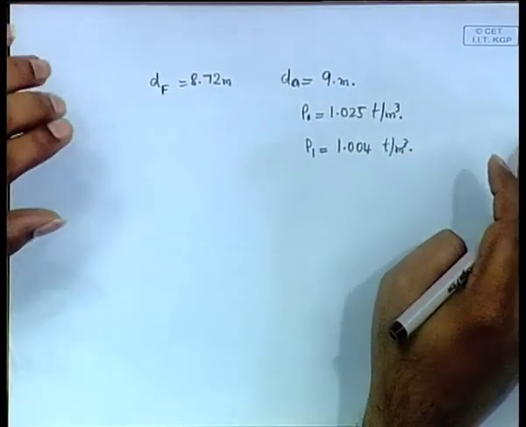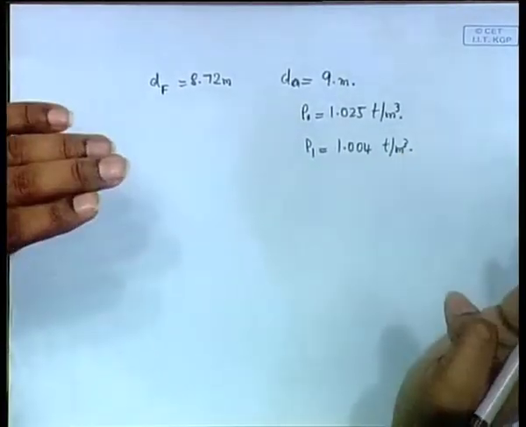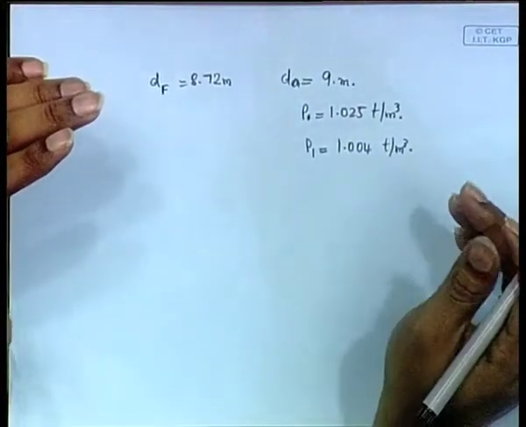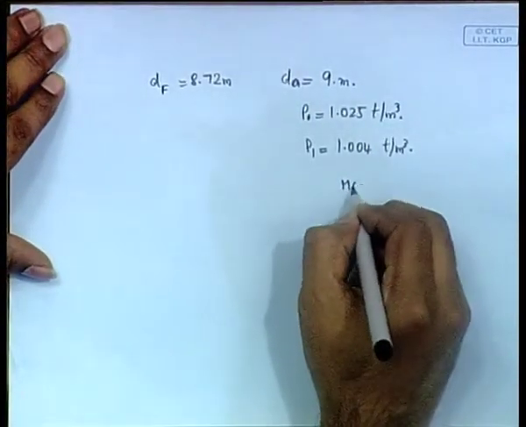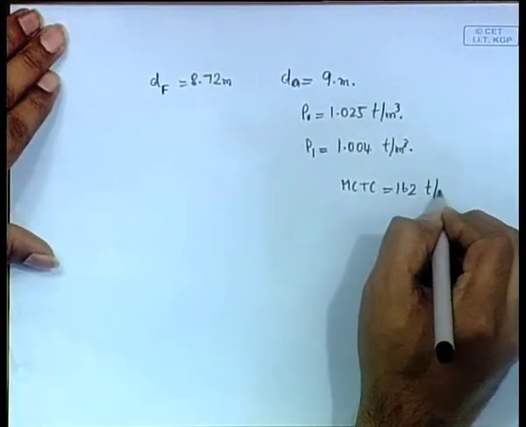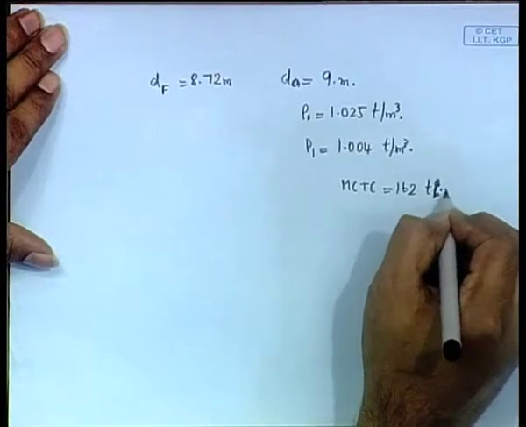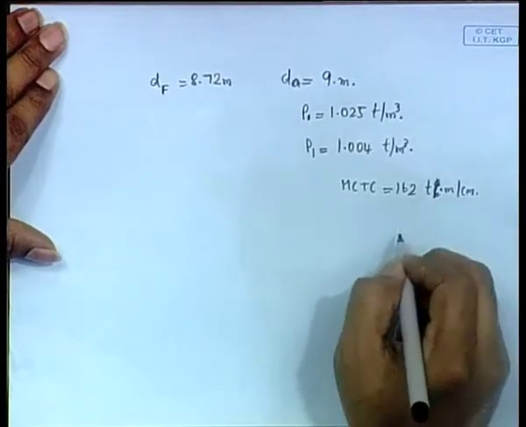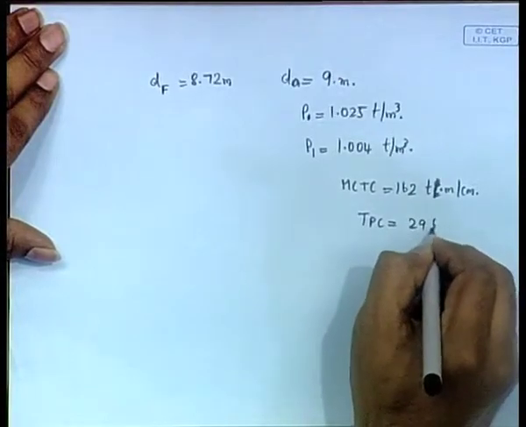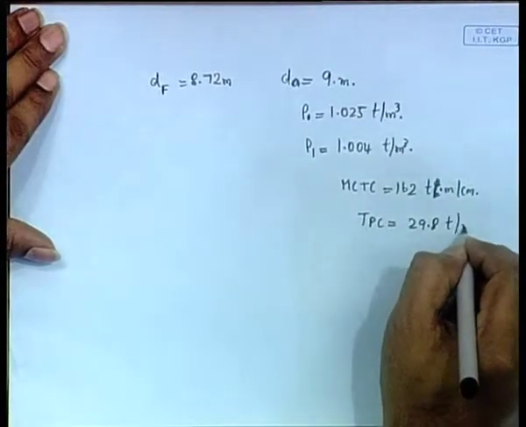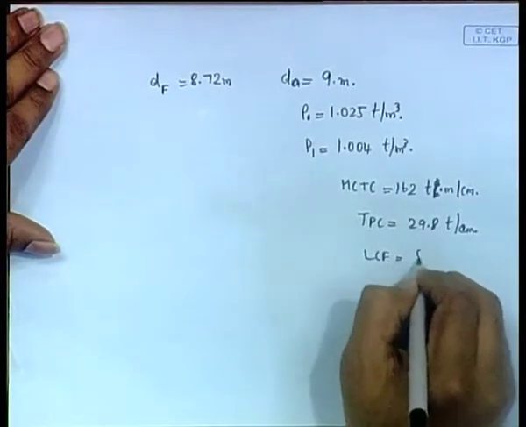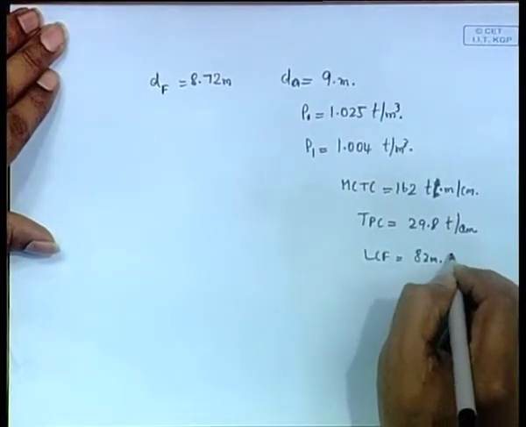Now, you are asked to find the draft forward and aft, taking account of the change in trim due to the change in density. And you are told MCTC is equal to 162 tons meter per centimeter. TPC equals 29.8 tons per centimeter. LCF is equal to 82 meters forward of AP.